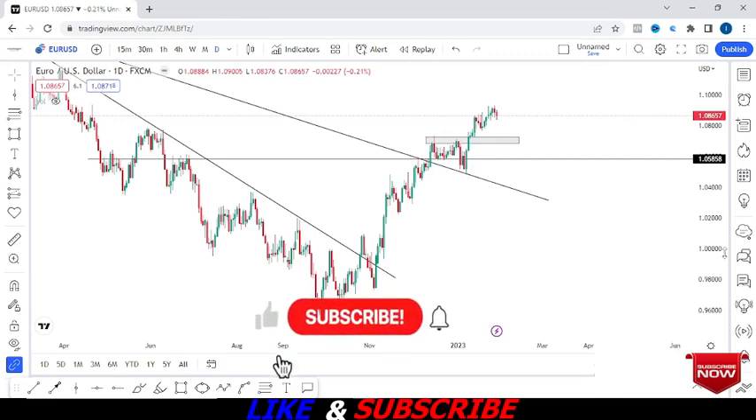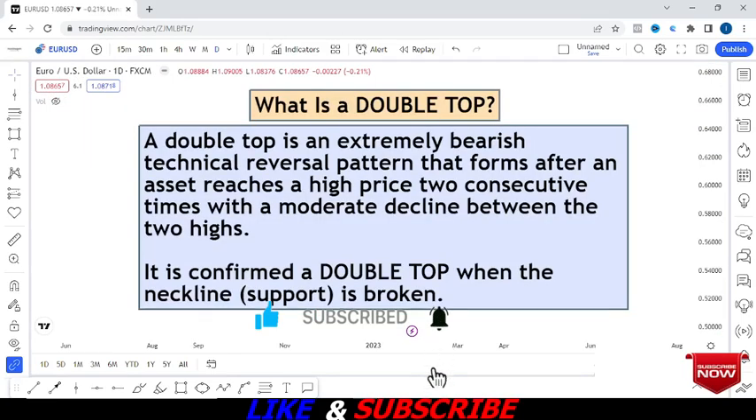And in this video, I'll be focusing on double tops alone. Now, what is a double top? A double top is an extremely bearish technical reversal pattern that forms after an asset reaches a high price 2 consecutive times with a moderate decline between the two highs. It is confirmed a double top when the neckline, which is also the support, is broken.